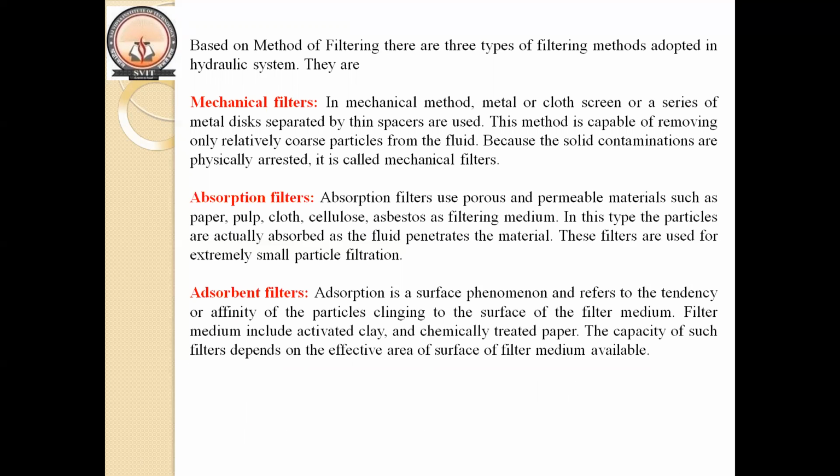The third type based on method of filtering is the adsorbent filter. Here adsorbing material like silica gel is used to filter the unwanted particles. Adsorption is a surface phenomenon and refers to the tendency or affinity of the particles to cling to the surface of the filter medium. Filter medium includes activated clay or chemically treated paper, or we can use silica gel also. The capacity of such a filter depends on the effective area of the surface of filter medium available.